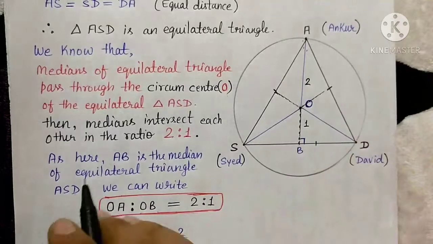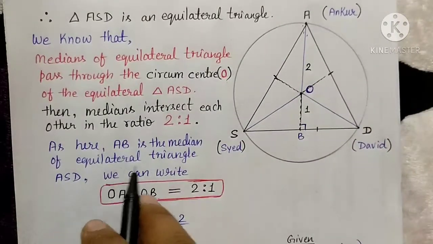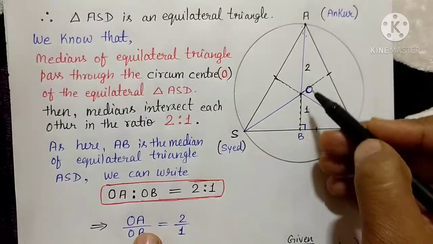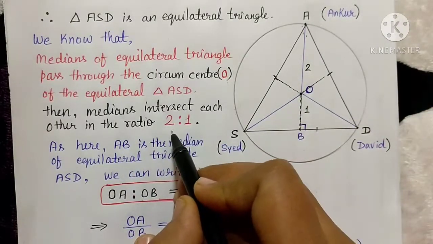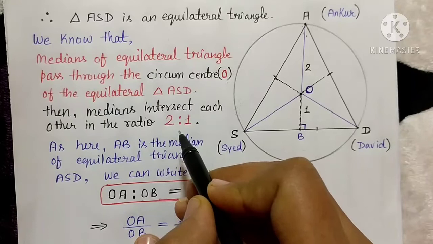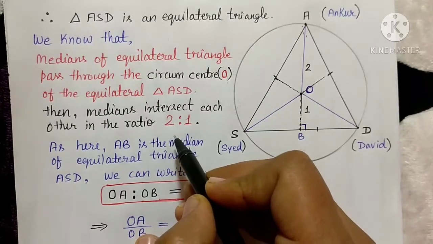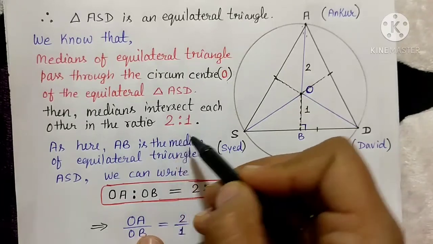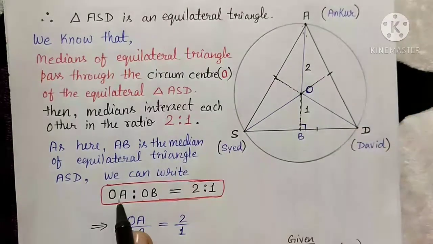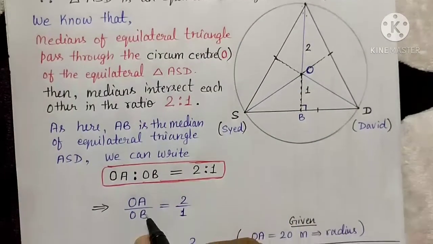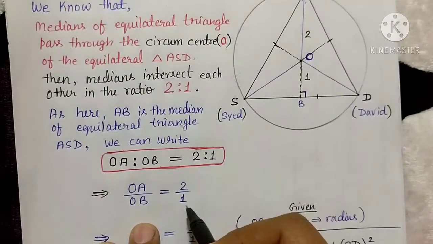Okay, 2:1. See, as here AB is the median of equilateral triangle ASD, so we can write OA is to OB, because medians intersect each other in the ratio 2:1 where there are medians of an equilateral triangle. It will apply in equilateral triangle only. Then we have written OA is to OB equals 2:1. Now OA is to OB means OA upon OB equals 2 upon 1 we can write.